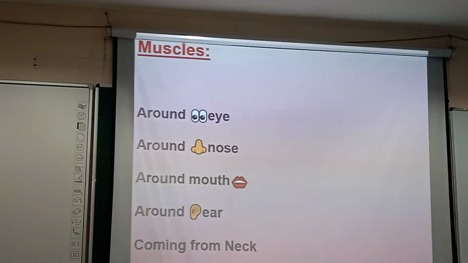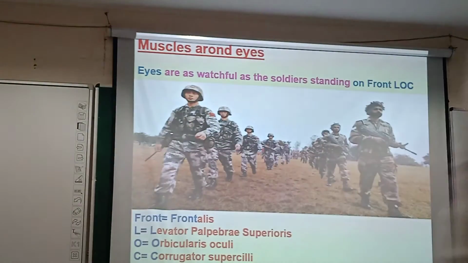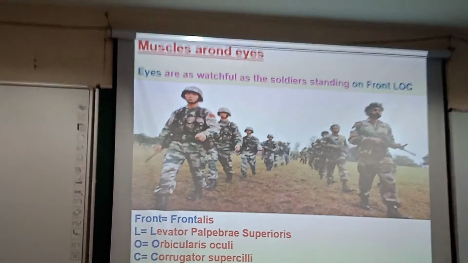Muscles of facial expression and muscles of the face are categorized on the basis of their region, that is around the eye, around the nose, around the mouth, around the ear, and coming from the neck. Muscles around the eyes: our eyes are as watchful as the soldiers standing on the front, that is frontalis muscle. LOC: levator palpebrae superioris, O for orbicularis oculi, and C for corrugator supercilii.